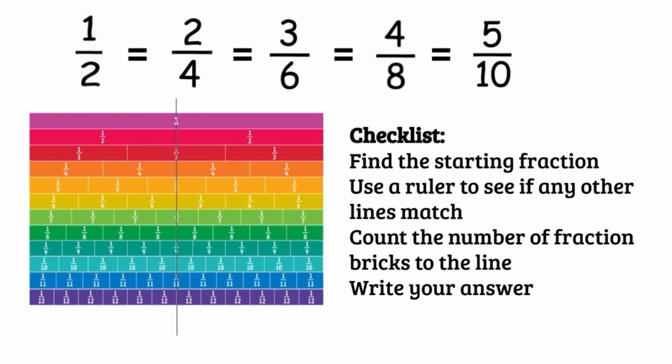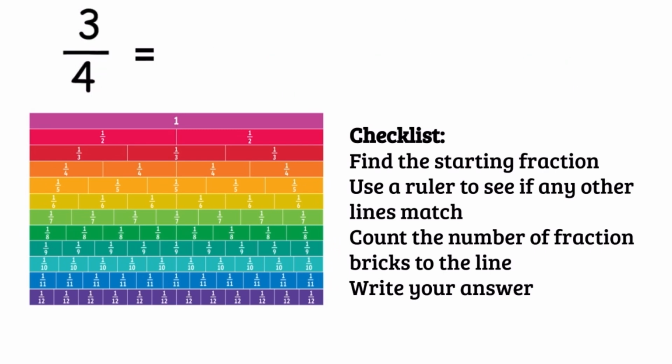And the last one I can see is all the way down at the bottom in the 12ths. The ruler line is matching up with the line on the 12th brick, so I count how many bricks there are. 1, 2, 3, 4, 5, 6 twelfths. These are all equivalent fractions. They are showing the same amount for half.